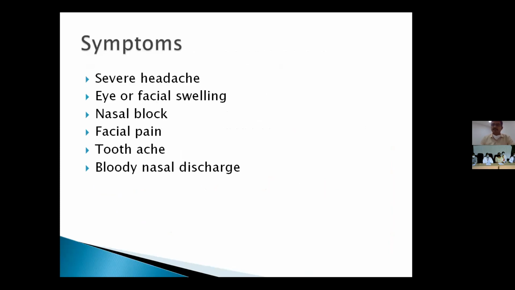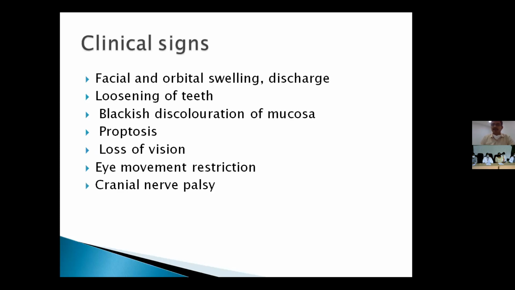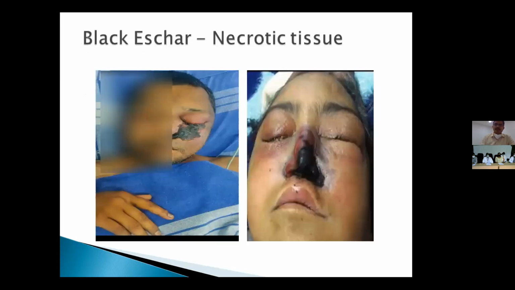So what are the common symptoms? The patient develops severe headache, which is the commonest presenting symptom. Eye or facial swelling can be present, nasal block, facial pain, toothache, and bloody nasal discharge. Clinical signs include facial and orbital swelling along with discharge, loosening of teeth, blackish discoloration of mucosa, proptosis, vision loss, eye movement restriction, and multiple cranial nerve palsies. This is the black eschar, which is due to dead tissue in the nasal cavity.